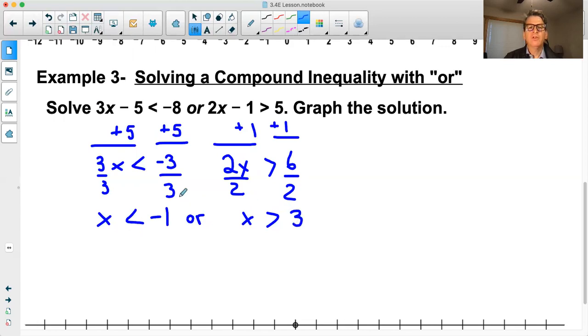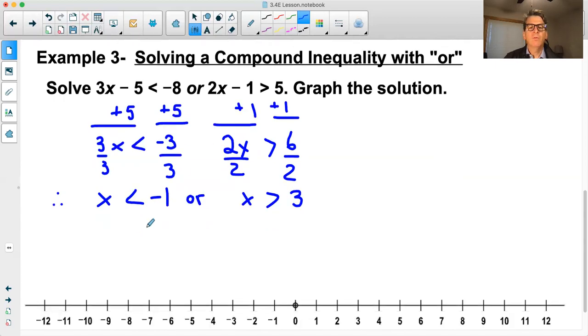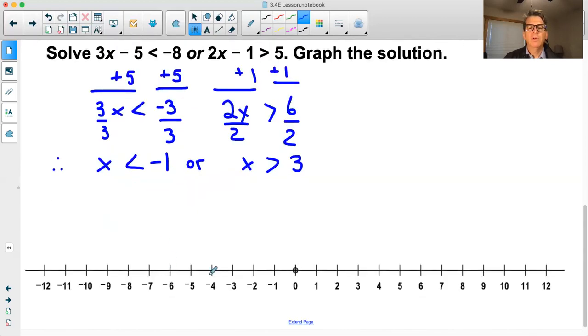Okay, so your solution would be x less than -1. So we'll put a circle at -1, and I'll go less than, or x is greater than 3. So I'll put a circle at 3, and I'll put an arrow going out that way. So that would be the solution graph of that compound inequality with the "or" symbol.